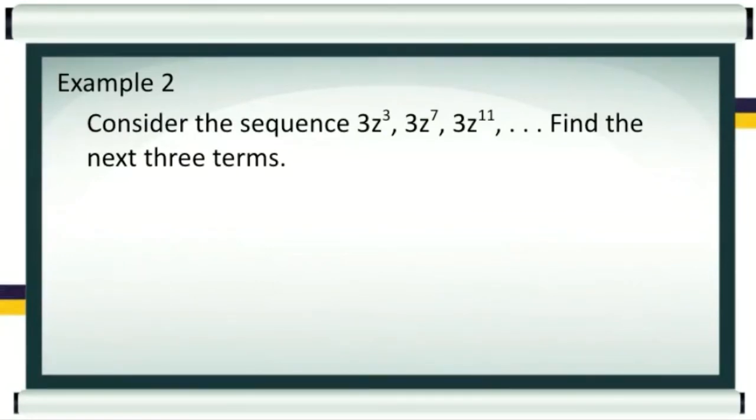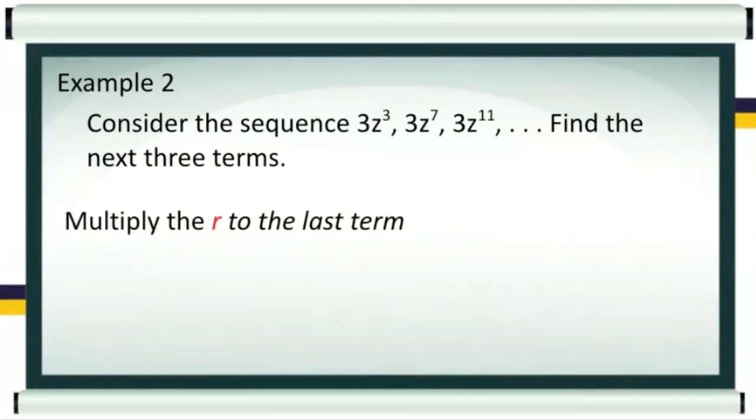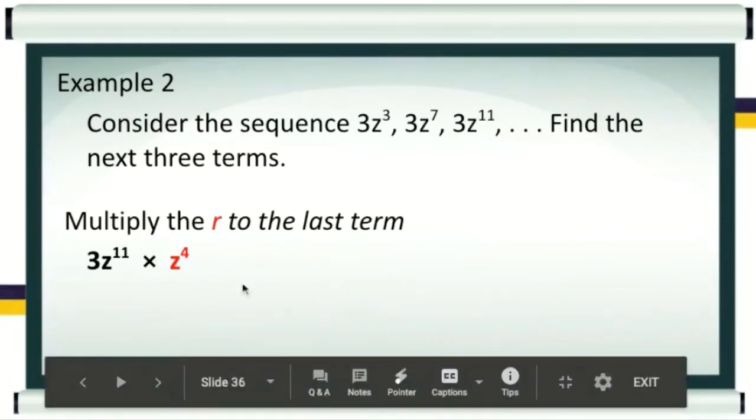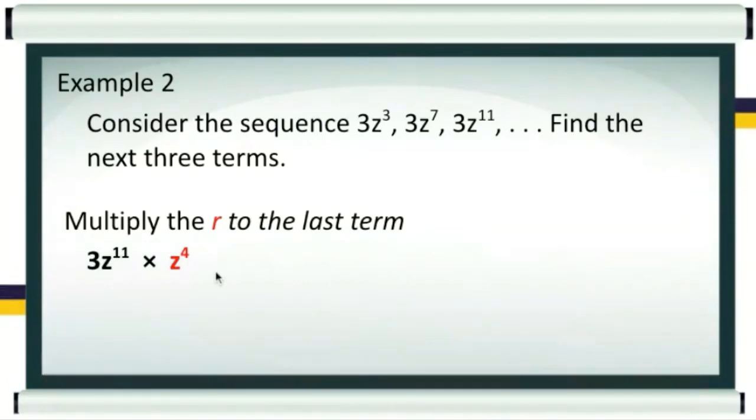How are we going to find? Since we already identified the common ratio, we are going to multiply the r to the last term, which is 3z11. So 3z11 times z4. Now, what do we multiply first? Is there a numerical coefficient in z to the power of 4? Yes, it is a visible 1. So 3 times 1, that is 3. Okay? How about z11?